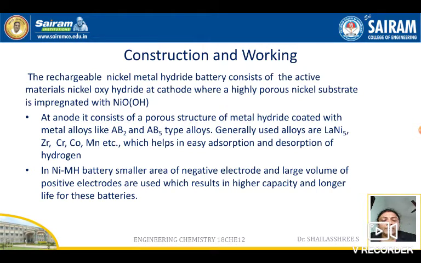In nickel metal hydride batteries, a smaller area of the negative electrode and a large volume of the positive electrode are used, which results in a higher capacity and a longer life for these batteries. As I told you in the beginning, the advantage of these batteries is that for one of the active components, a large volume is given. So there will obviously be a large amount of efficiency. Fine.